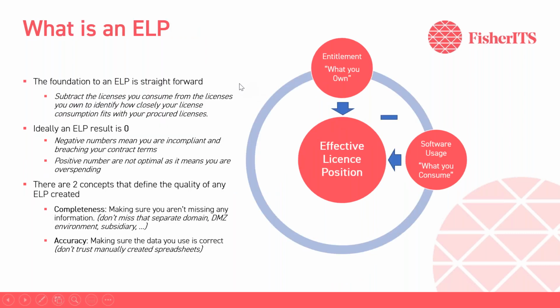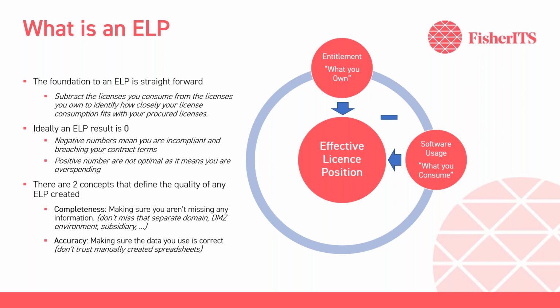Now, what exactly is an effective license position? Well, the foundation is very simple. On one end, you've got your entitlement: everything you own, everything you ever purchased, or what you're currently renewing in your subscriptions, and so onwards, so what you're allowed to use. And on the other hand, we've got the software usage, what you consume: everything that's actually installed, that's actually being logged into, that's out there for employees, for colleagues to use. Now, if we deduct the software usage from your entitlement, you get to that effective license position and you get to know what your state is at the moment.